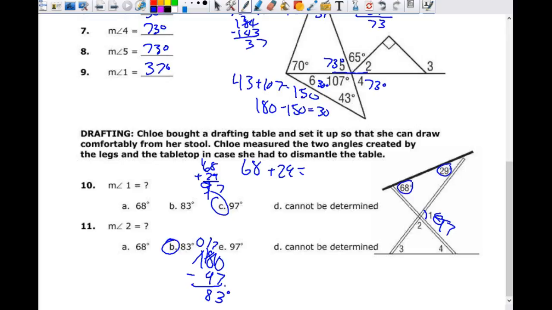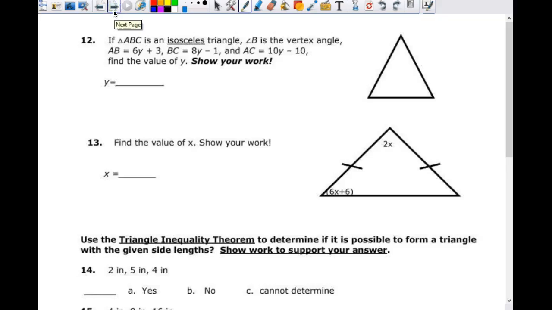Okay, moving to the next one. An isosceles triangle has B as the vertex angle. We have an isosceles triangle, so we know these two are equal. The vertex angle is this one right here. Okay? So you know we have A, B, and C. The vertex angle was that one. The vertex angle is where the two equal sides meet.